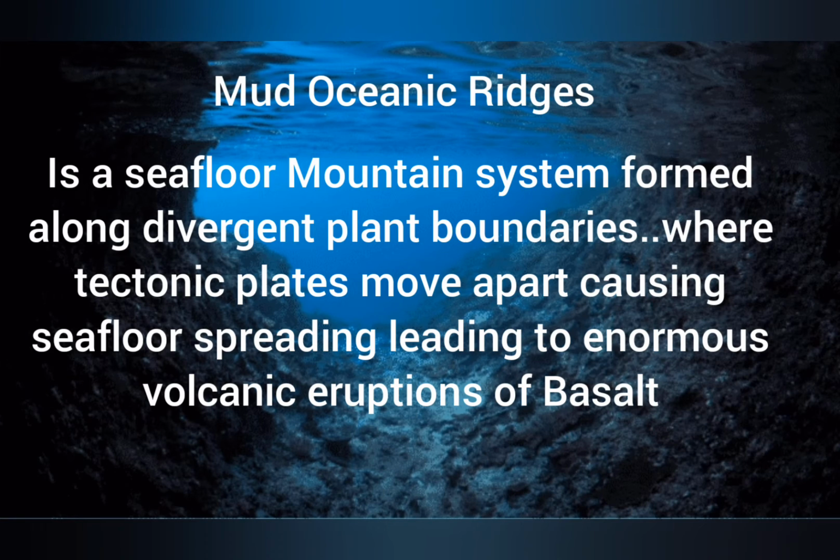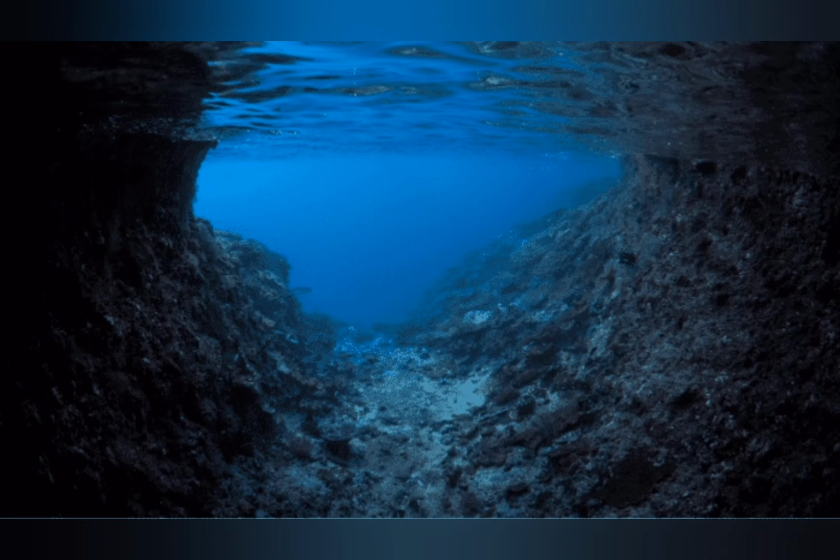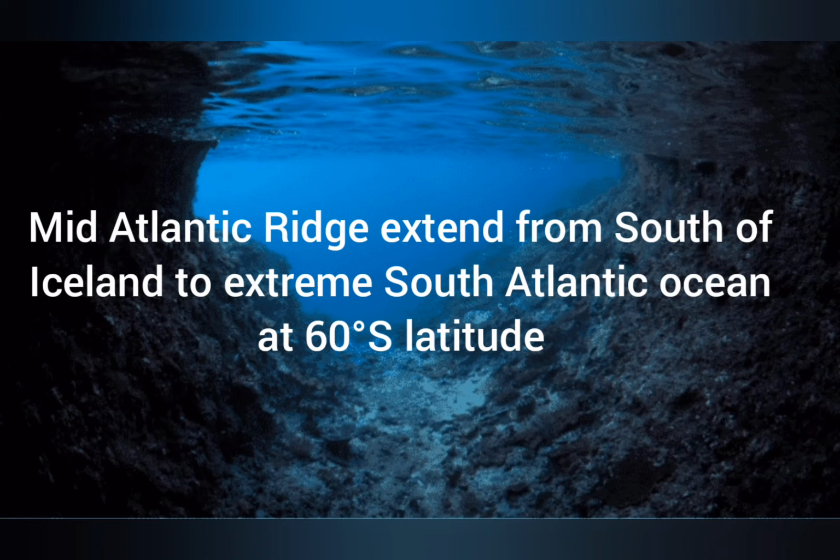Other features under the ocean are the mid-oceanic ridges. They are mountain ranges which are formed along the divergent plate boundaries, where two tectonic plates move apart from each other, leading to enormous volcanic eruptions and flow of basalt lava. This lava cools down and solidifies, and forms these mid-oceanic ridges. One of the major examples is the Mid-Atlantic Ridge, which extends from the Iceland region to 60 degrees south of latitude.